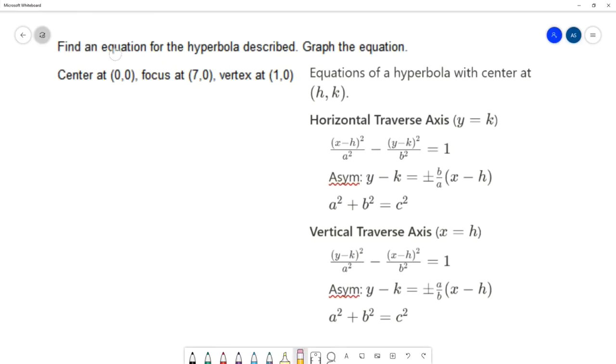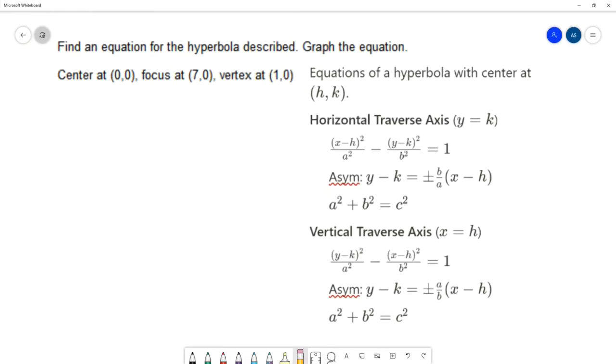In this example, we want to find an equation for the hyperbola described, graph the equation, and this particular hyperbola will have a center at (0, 0), a focus at (7, 0), and a vertex at (1, 0).